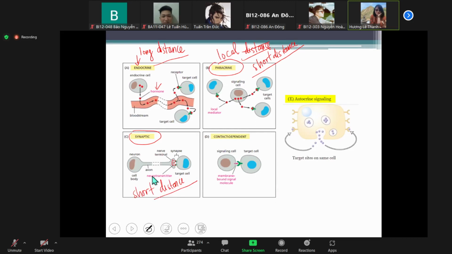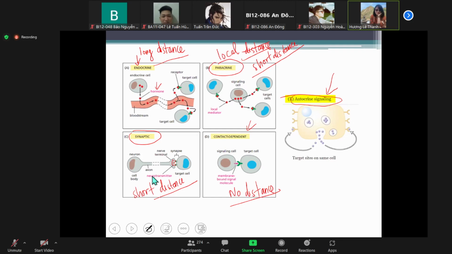And the next is contact dependence. They are no distance, like in an embryo system where cells connect to each other. I showed you no distance. We call it contact dependent. And one very specific case, we have autocrine signaling.